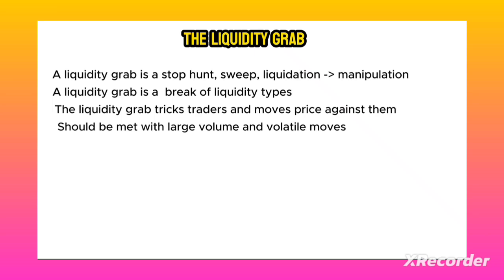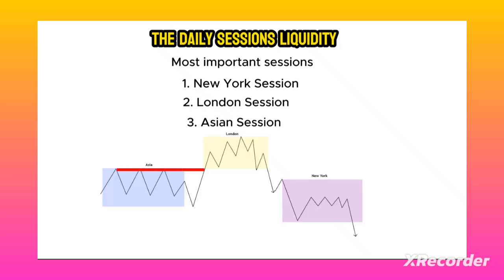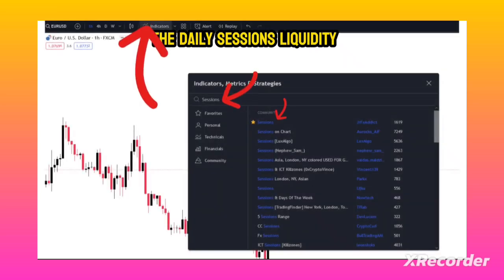And the last liquidity type is the daily session liquidity. The most important trading sessions are the New York session open, which has the largest volume on USD pairs, then the London session and the Asian session. You will likely see how, for example, the London session takes the Asia session high, and then the New York session takes the London session low, and all sorts of similar manipulation tactics. If you want to know when the sessions start, you can type on TradingView's indicator tab the indicator called Sessions, and it will display each session based on your time zone.